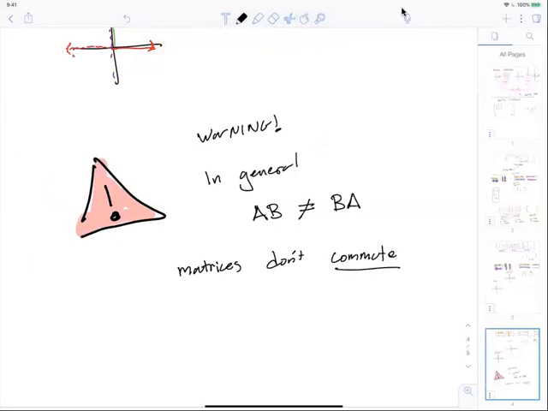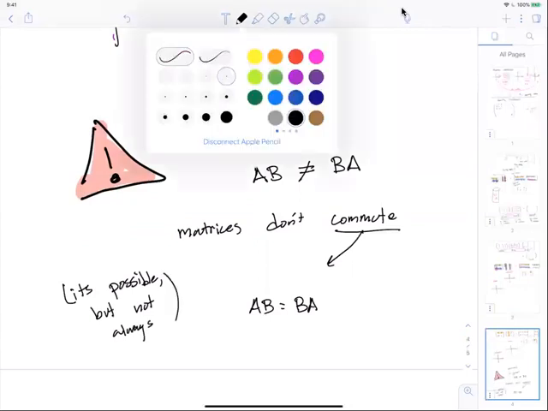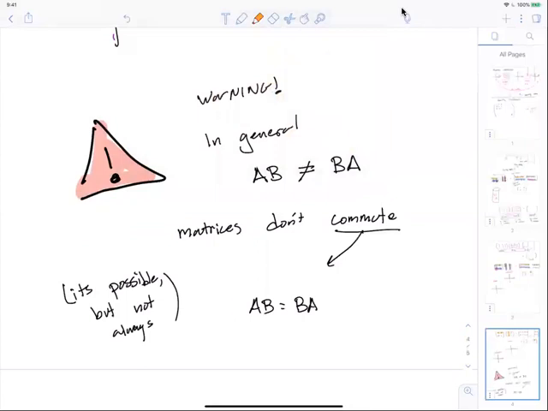Commute is a phrase that just says that AB equals BA. It is possible, but not always, that this is true. So it's possible that two matrices commute. This is what we call commuting. And so matrices in general don't commute. You can't just switch the order. This is probably the one thing that's very different about matrix multiplication and matrix products: you're not allowed to switch the order however you want.